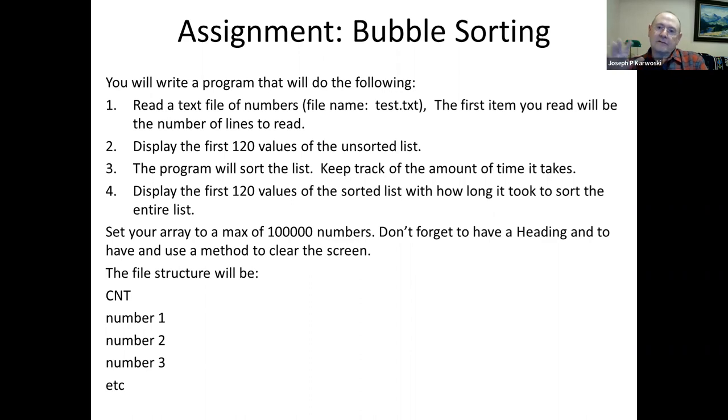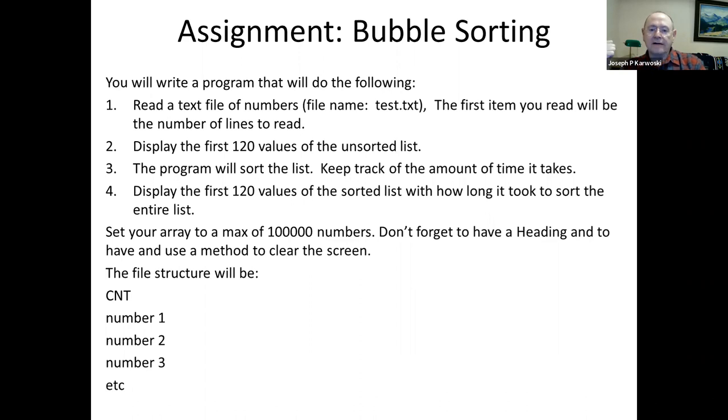Press enter to see the sorted list. I hit enter. It's going to show me the first 120 sorted numbers. And that being said, you're going to set your array to a maximum of 100,000 numbers.